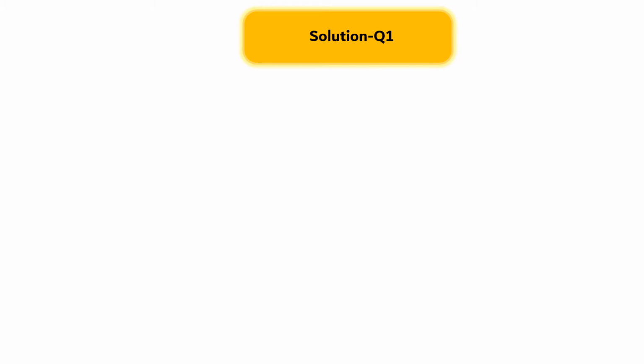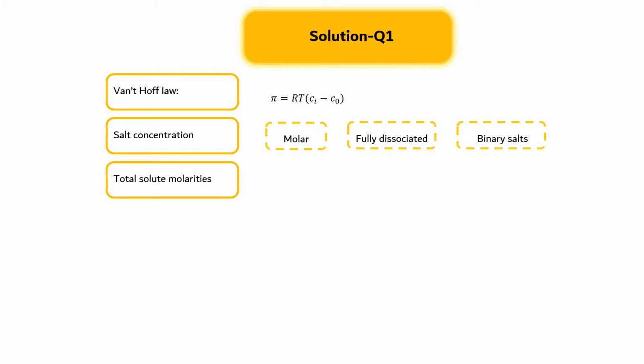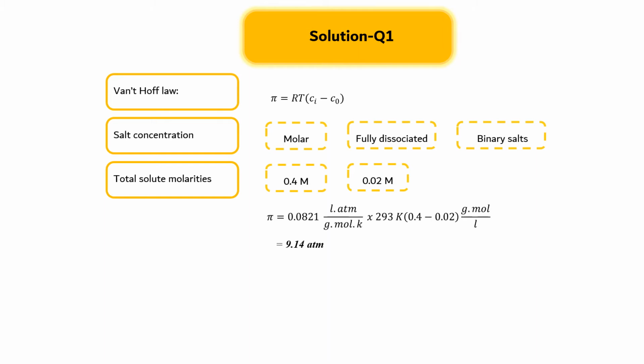Solution for question 1. According to the Van Hoff's law, osmotic pressure equals R times T multiplied with the concentration difference inside and outside the cell. Since the salt concentrations are given as molar and they are fully dissociated, it can be assumed that they are binary salts. The total solid molarities are 0.4 molar inside and 0.02 molar outside the cells, and at 20 degrees C, the osmotic pressure equals 9.14 atm.